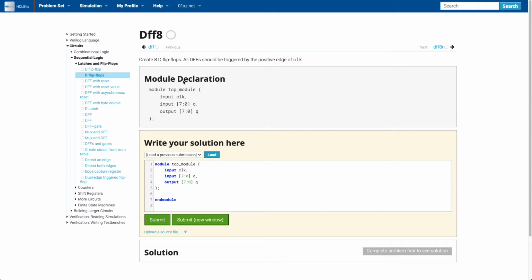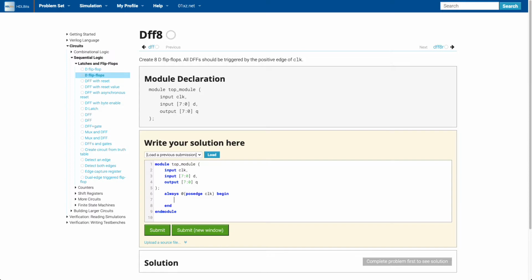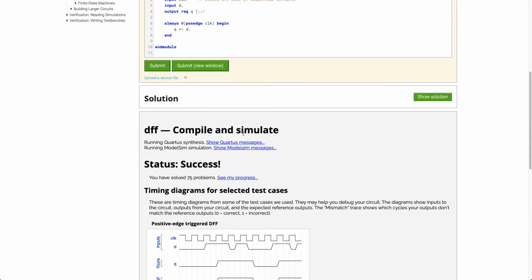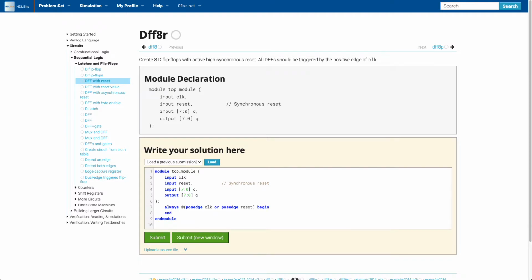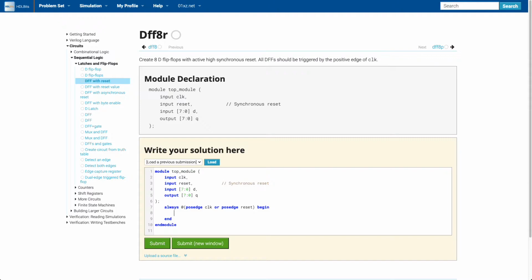Tricky. Create 8 flops. And then it's still the same. There's no reset here, so it's kind of awkward. With active high synchronous reset. Try to pause a clock.